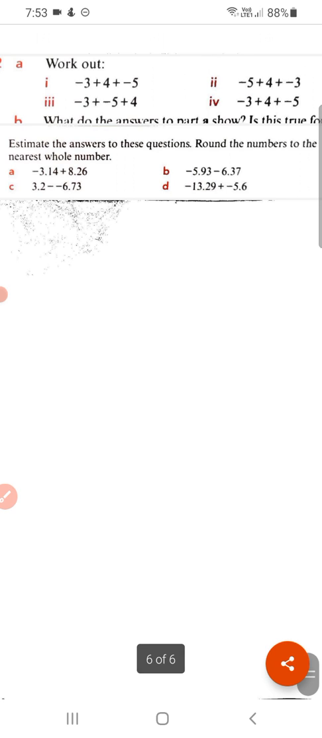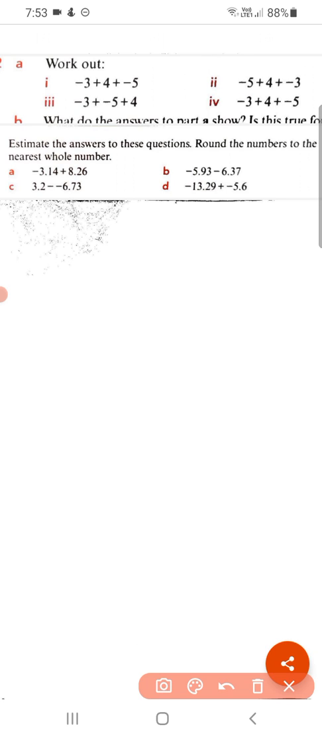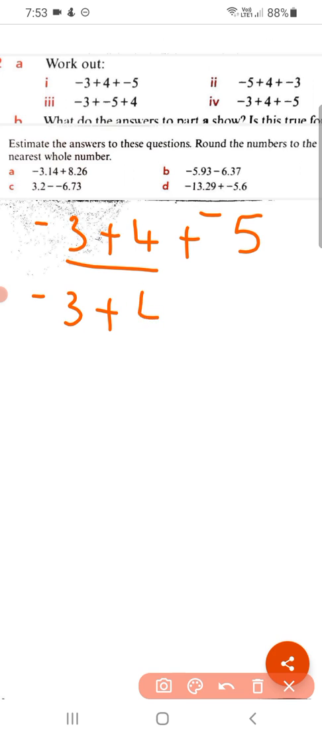Our next question is: work out negative 3 plus 4 plus negative 5. So first take these numbers, negative 3 plus 4. What is negative 3 plus 4? Here we are adding two numbers with different signs. What is 4 minus 3? 1. Since 4 is the larger number, our answer is also positive. 4 is positive, so our answer is positive.